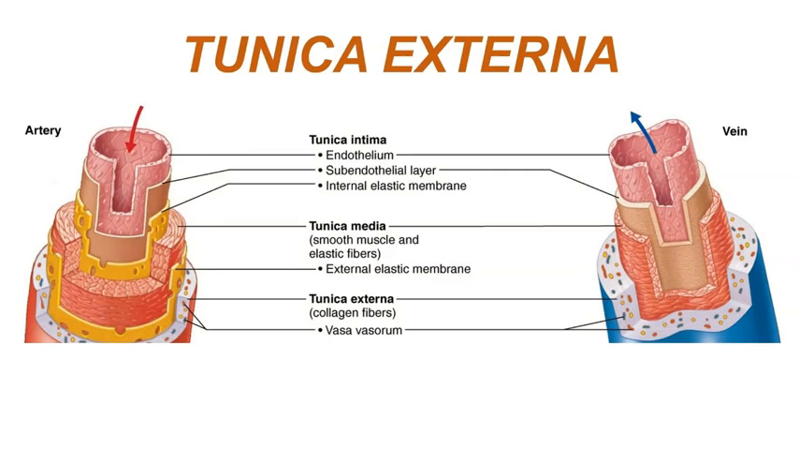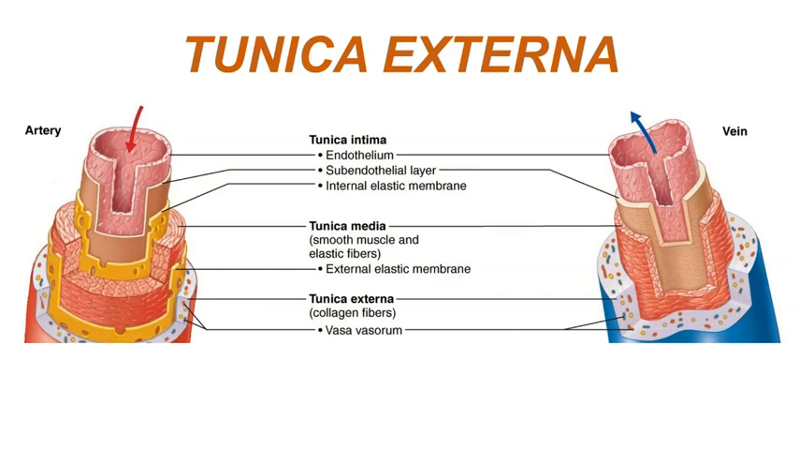The final and the most superficial or external of the blood vessel tunics is the tunica externa. In both veins and arteries, this layer consists primarily of collagen fibers, and these fibers help to protect the vessels. They help to reinforce the walls of the blood vessels so that they do not rupture, and they also help to anchor the blood vessels to nearby structures.